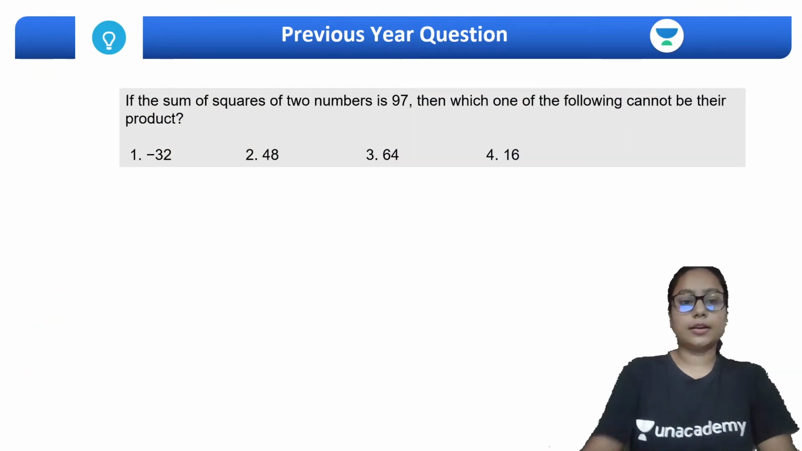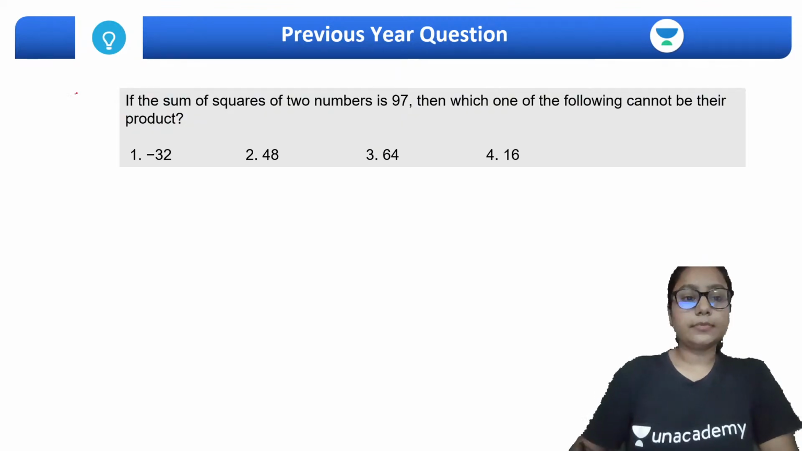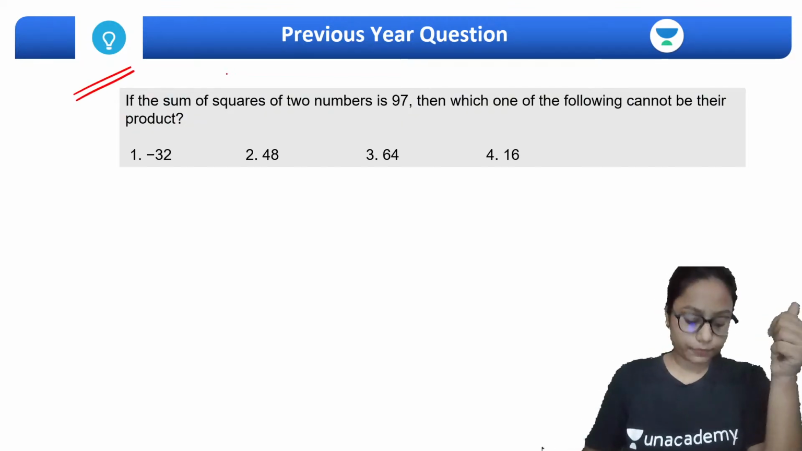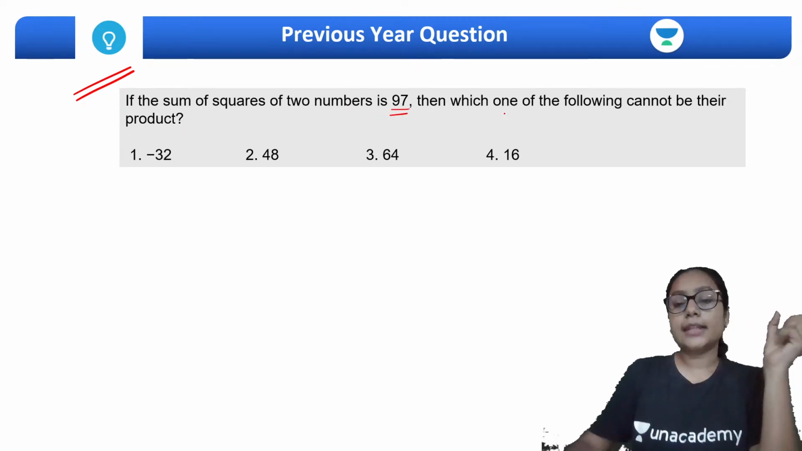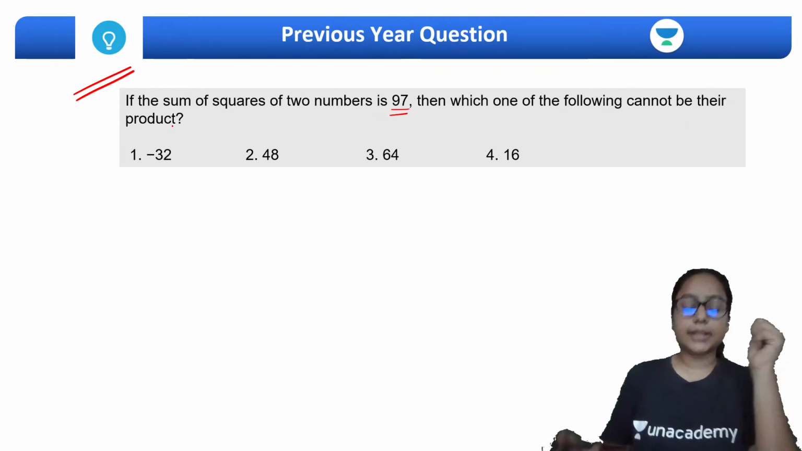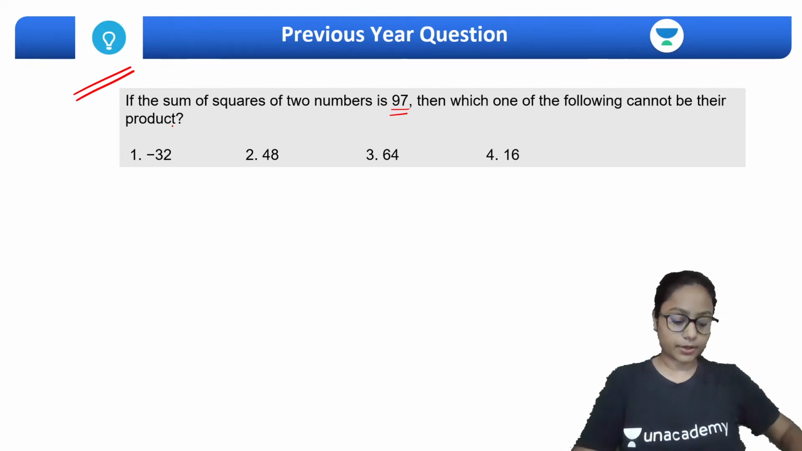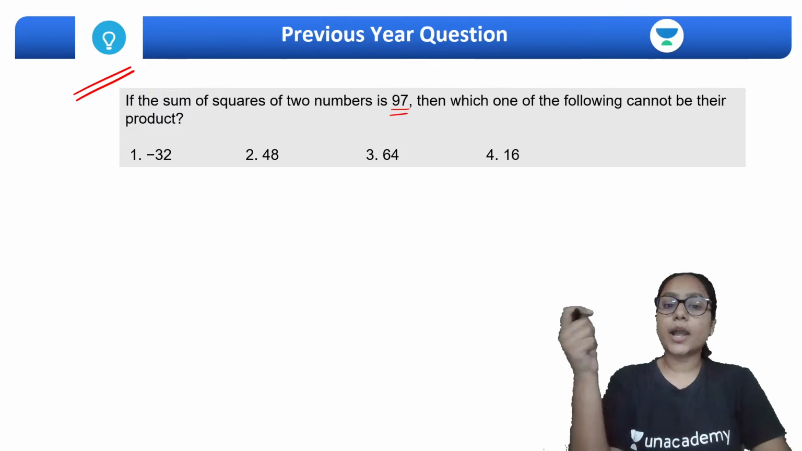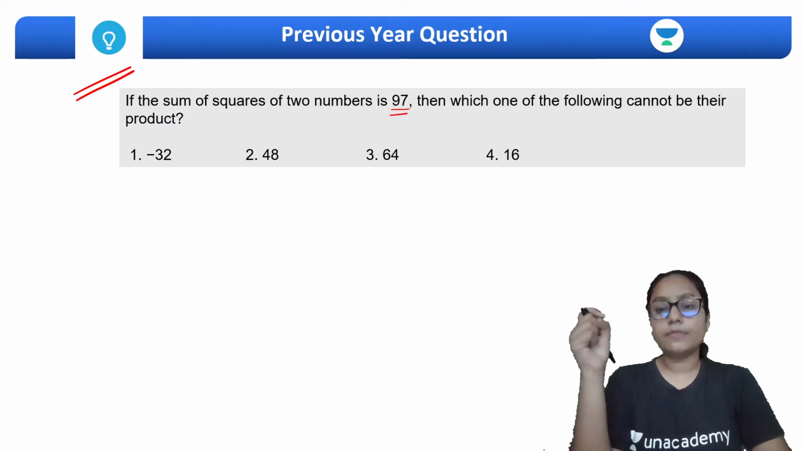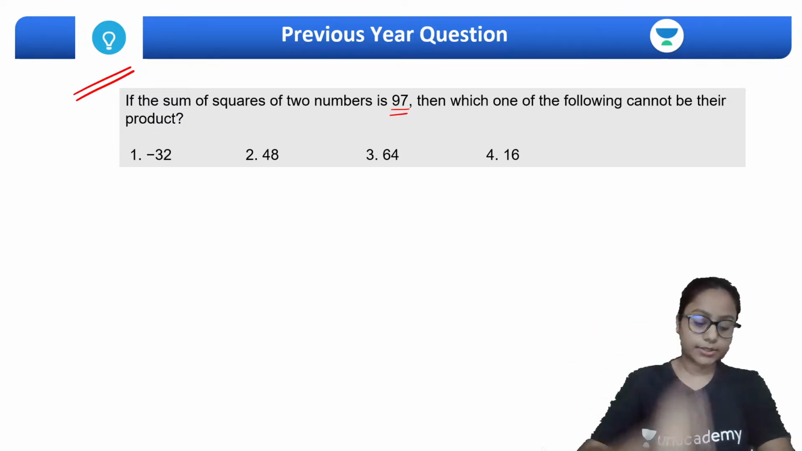Okay, try this one first. If the sum of squares of two numbers is 97, then which of the following cannot be their product? Think about it. Sum of squares of two numbers is 97. Which one of the following cannot be their product?